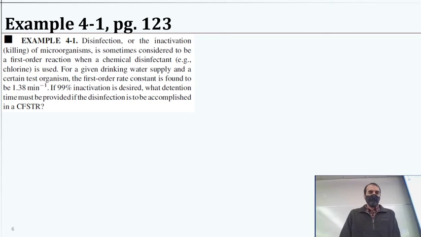Okay, so with that in mind, let's do a problem with a couple of parameters given. So this is example 4.1. We have disinfection, or the inactivation, killing of microbes, which is sometimes considered to be a first order reaction when a chemical disinfectant, like chlorine, is used. For a given drinking water supply and a certain test organism, the first order rate constant is found to be 1.38 per minute. If 99% inactivation is desired, what detention time must be provided if the disinfection is to be accomplished in a CFSTR, so a CSTR? So take a look at this problem and start working out how you would solve it.